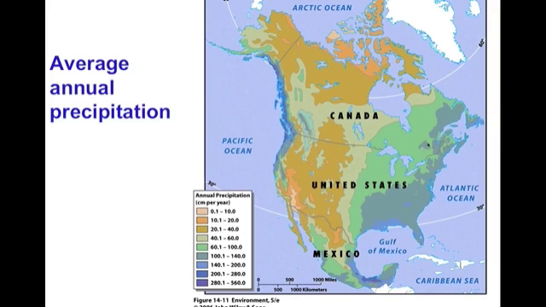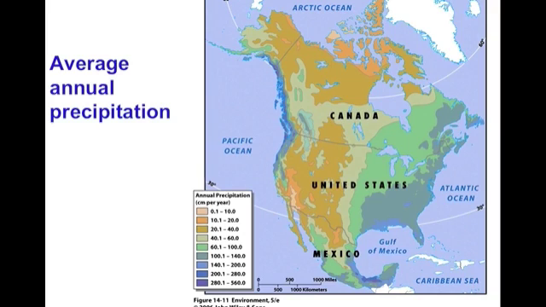This map is just showing the average annual precipitation for North America. As you can see, some of the areas of high precipitation are located here. That's where our temperate rainforests are located, on the west coast near Washington and up the coast of Canada and into Alaska.